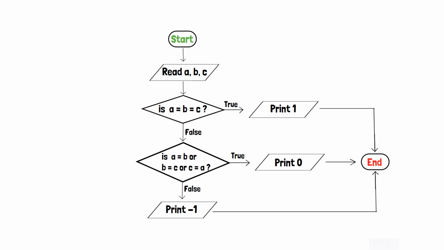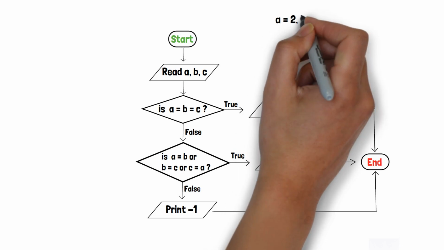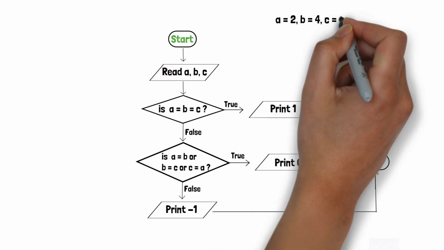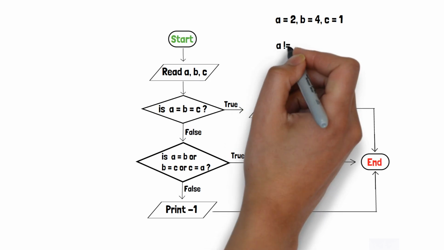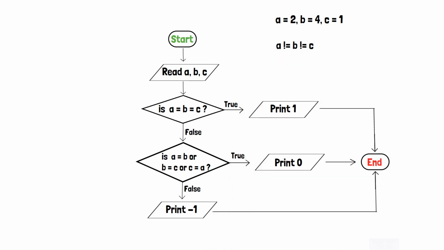Now let's dry run the flowchart. Consider A is equal to 2, B is equal to 4, and C is equal to 1. As A, B, C are not equal, thus, the condition in the first decision box is false. Now, A, B, C are forwarded towards the second decision box.